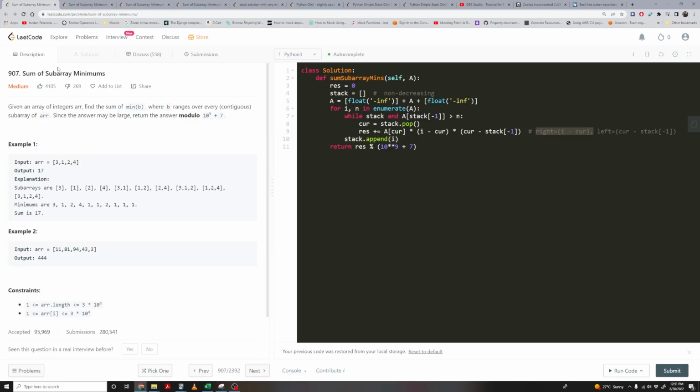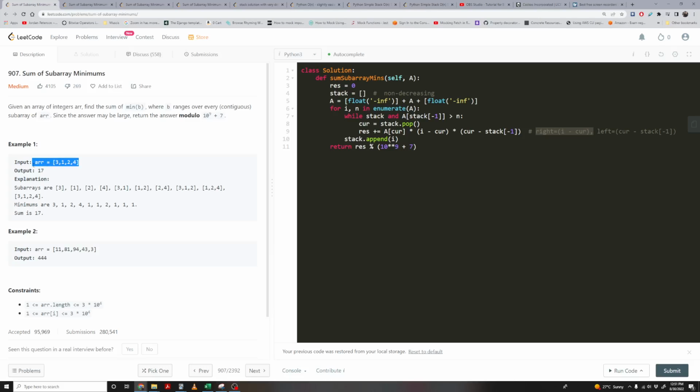Okay, let's talk about problem 907, sum of subarray minimums. Let's go through the example to understand what the question is asking. That's the easiest way to find what the question is.